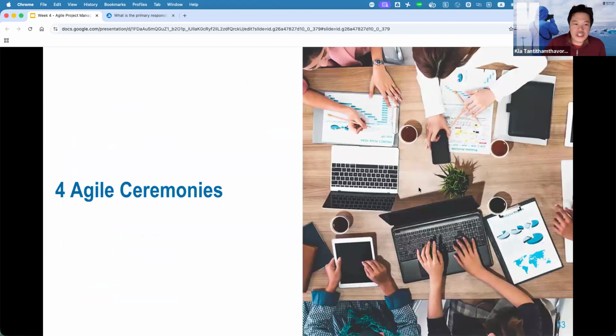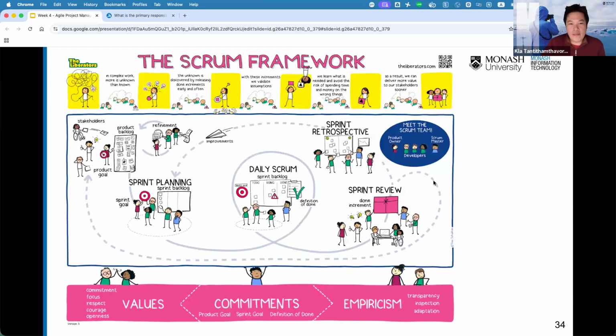All right. So in short, next I'm going to talk about the 4 Agile ceremonies. I already mentioned the Scrum framework, and just want to recap again. Due to the time, we have only 30 minutes left. There are 4 types of Agile ceremonies here: first the sprint planning, daily Scrum, sprint review, and the sprint retro. These are the 4 key Agile sprint ceremonies.